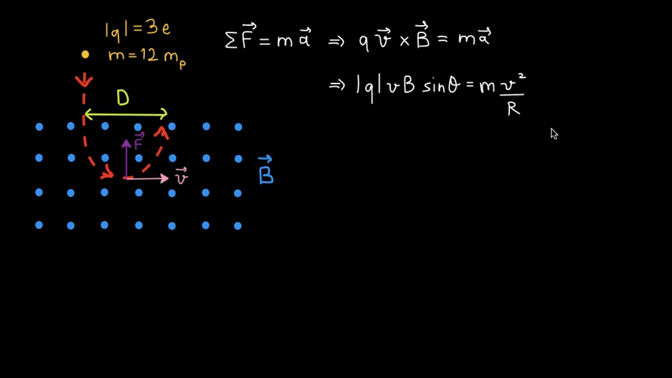I know that my magnetic force and my acceleration point in the same direction, so I'm keeping everything positive. That's why I have absolute value signs around the electric charge. So in the next line, let's substitute the given values and isolate our unknown quantity.